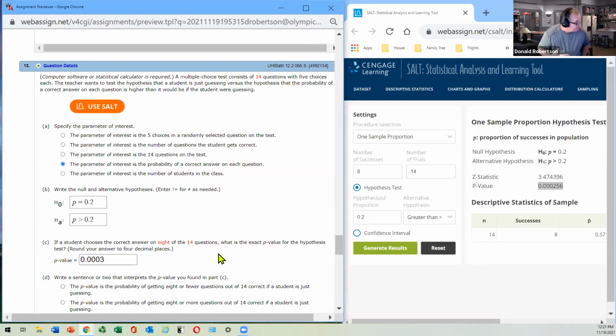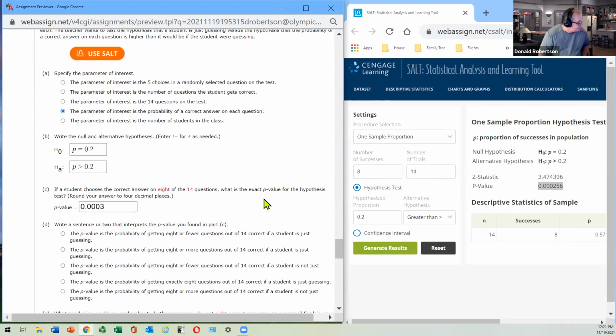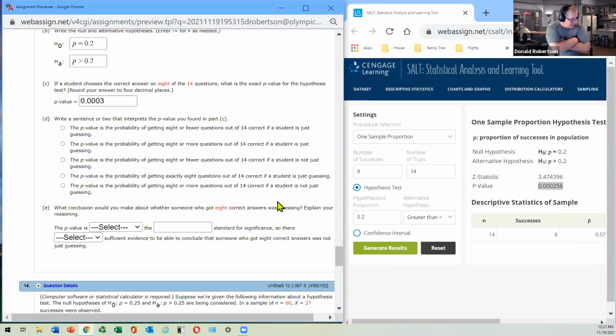Now, from last time, if you'd watched the notes, a tiny p-value is good news for evidence, because what that basically says is that we've got evidence to prove that something is happening here, right? That the alternate is true. Now, it says, write a sentence or two to interpret the result of the p-value. So the p-value is the probability of getting 8 or more questions out of 14 correct if a student is just guessing. That actually got it the first time.